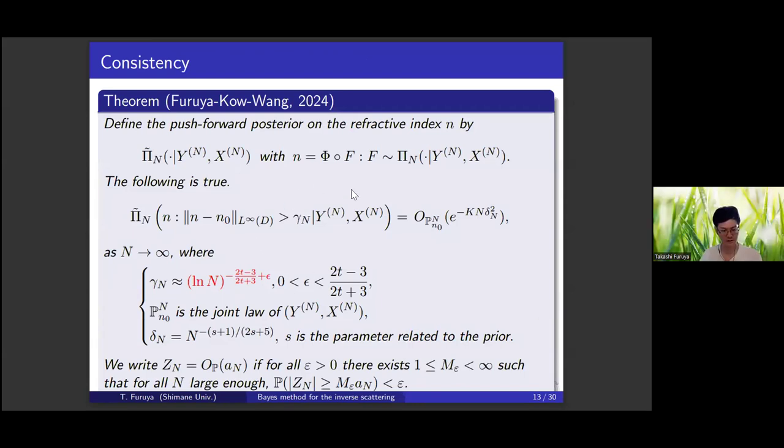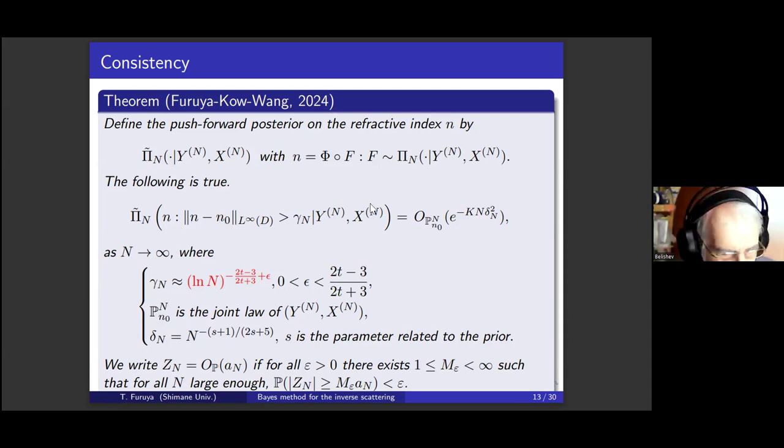Yes, this is the main result. The idea is roughly speaking that we want to reconstruct n from the observation data. n is the parameter for reconstruction, right? Yes. And what is n zero? Is n zero the true one? Yes, n zero is the true refractive index.